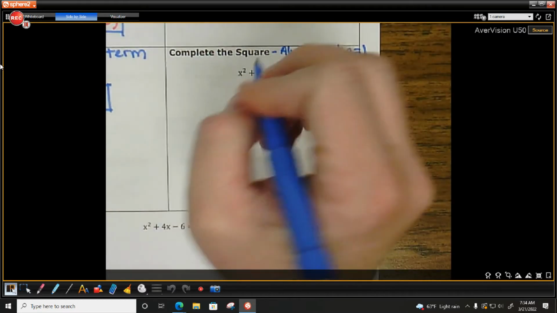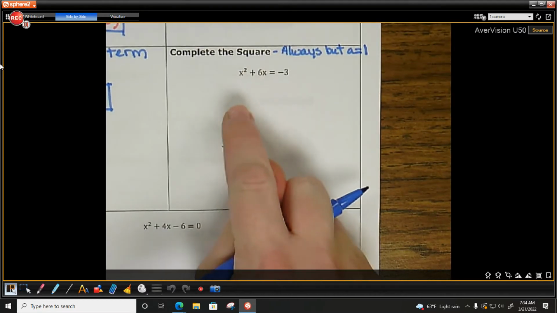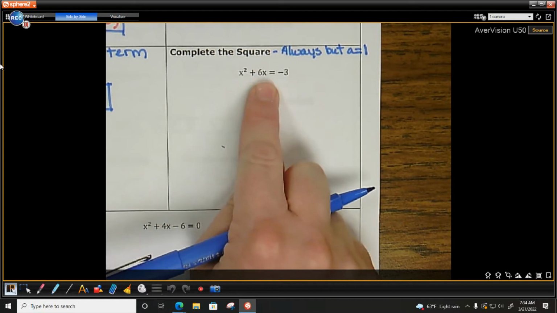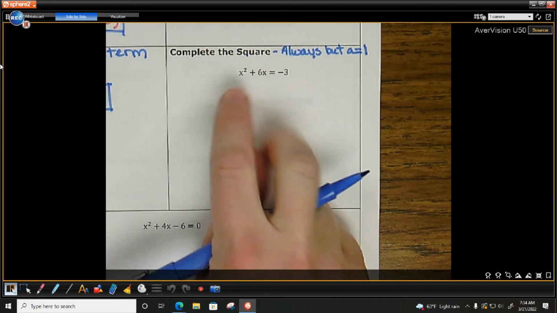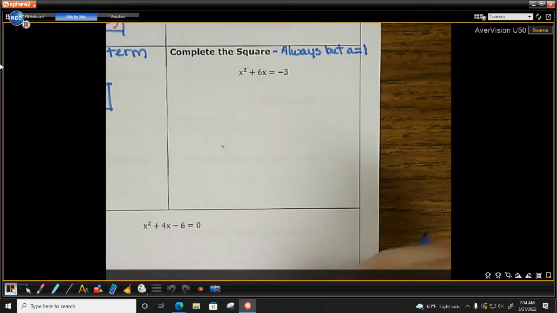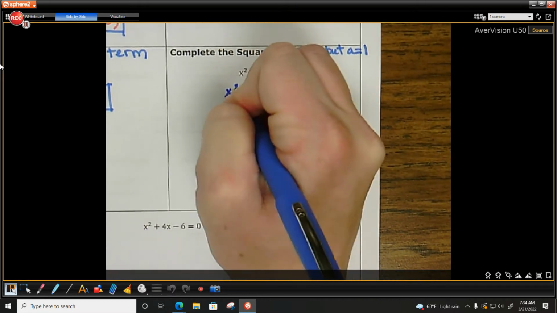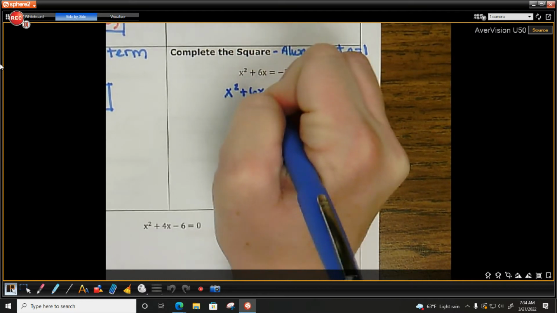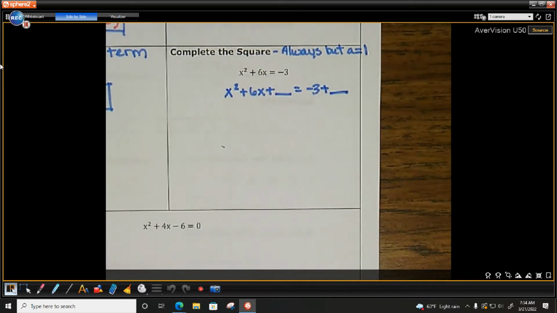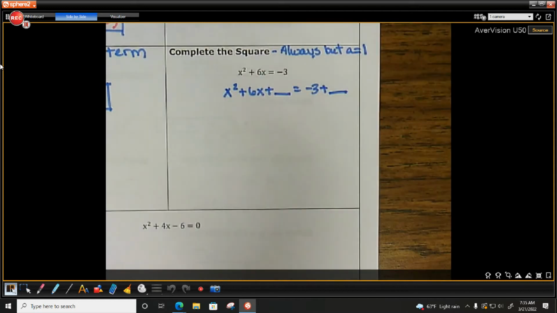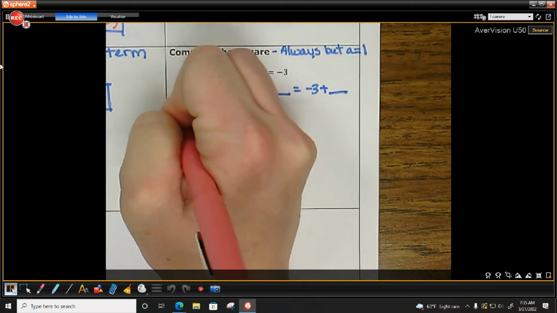Okay, so this one's the one where we have the magic number. We set it up where your x squared and your x term are on the left and the constant is on the right. Is it already set up like that? My x's are on the left, constant on the right. We're going to add that little plus blank for our magic number on both sides. I don't have to move anything around, but we need to add our plus blank for our magic number, right, Yusra? Okay, so we're going to find our magic number.